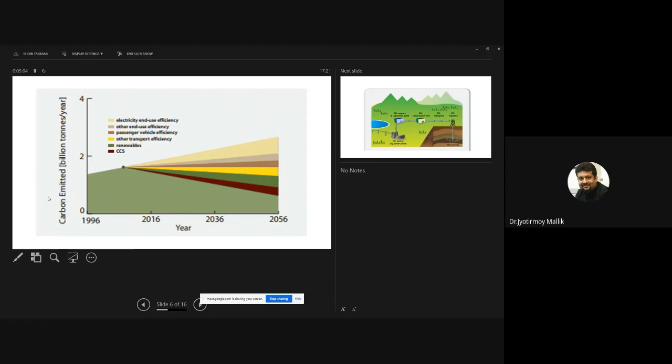This is where billion tons per year. So by 2056, if we want to even keep it down, these are the different fractions that would contribute. So we can see the major contribution will come from electricity and end use efficiency.